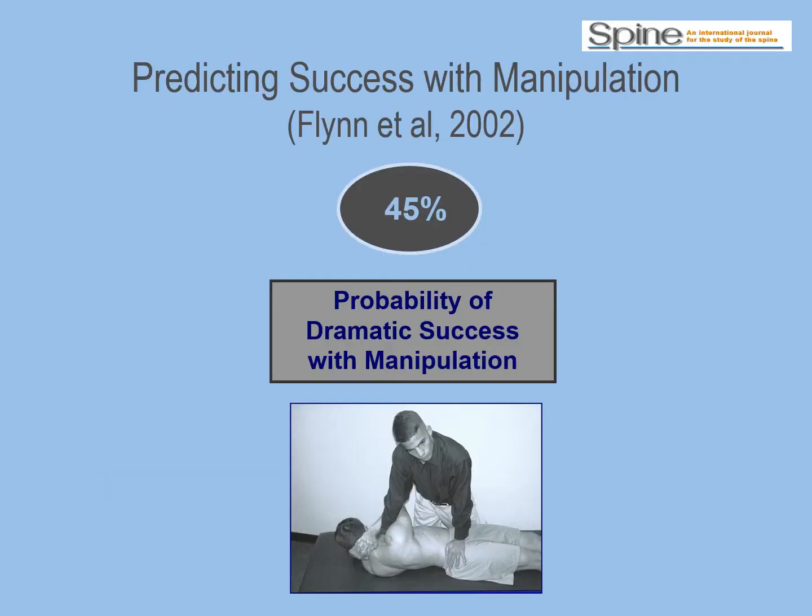As I mentioned, the chiropractic group in that particular study was just told to use thrust manipulation. And we know that thrust manipulation works for maybe about half of patients with low back pain. Based upon this particular study done by Flynn and colleagues, we know that about half of patients, or 45%, are going to have a dramatic probability of dramatic success with thrust manipulation. So we know that if we use this particular technique, about half of patients get better, but about half of patients don't.